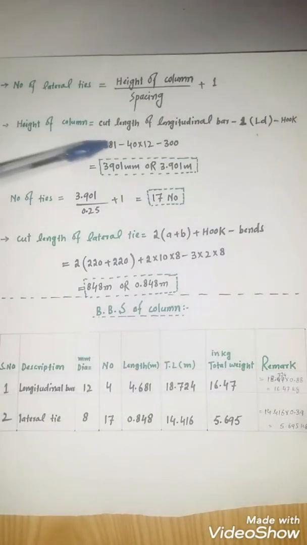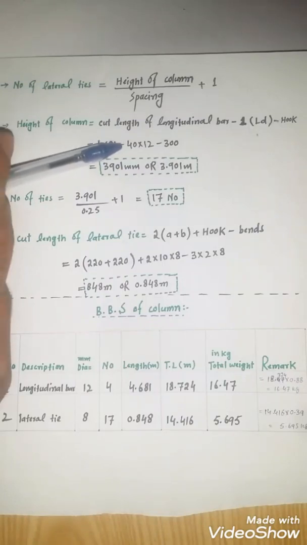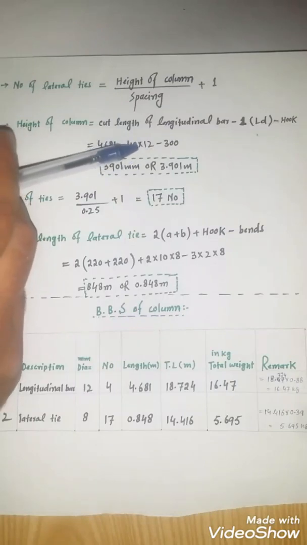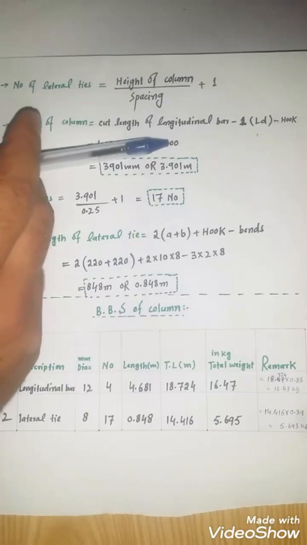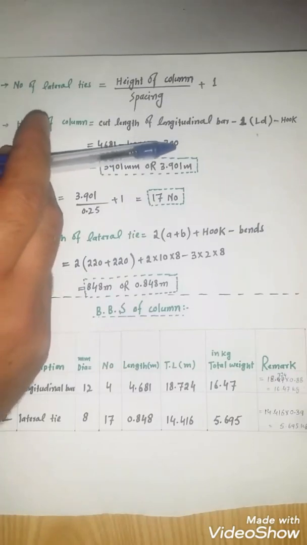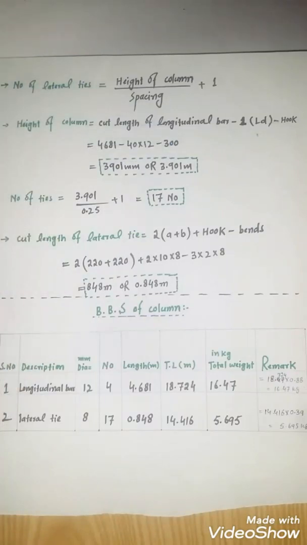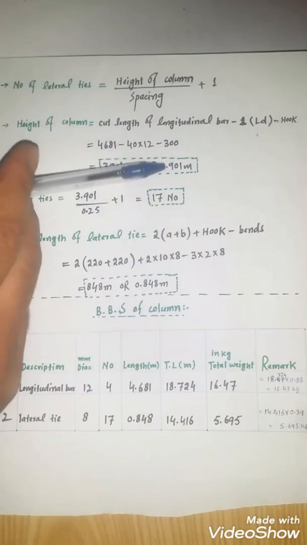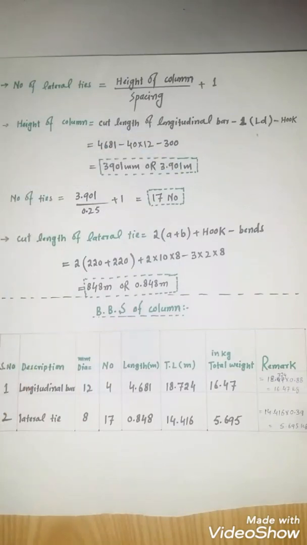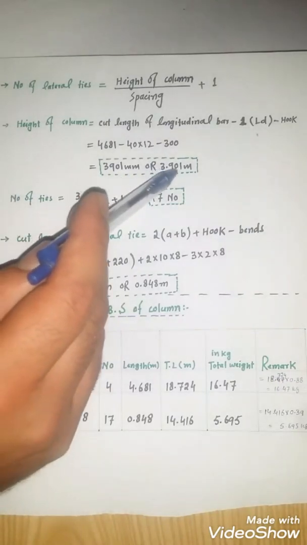Cut length of longitudinal bar is equal to 4681 millimeter minus development length 40 multiplied by 12, this is the diameter of bar, minus hook length, which is equal to 300 millimeter. Height of column is equal to 3901 millimeter or 3.901 meter. This is the height of column.